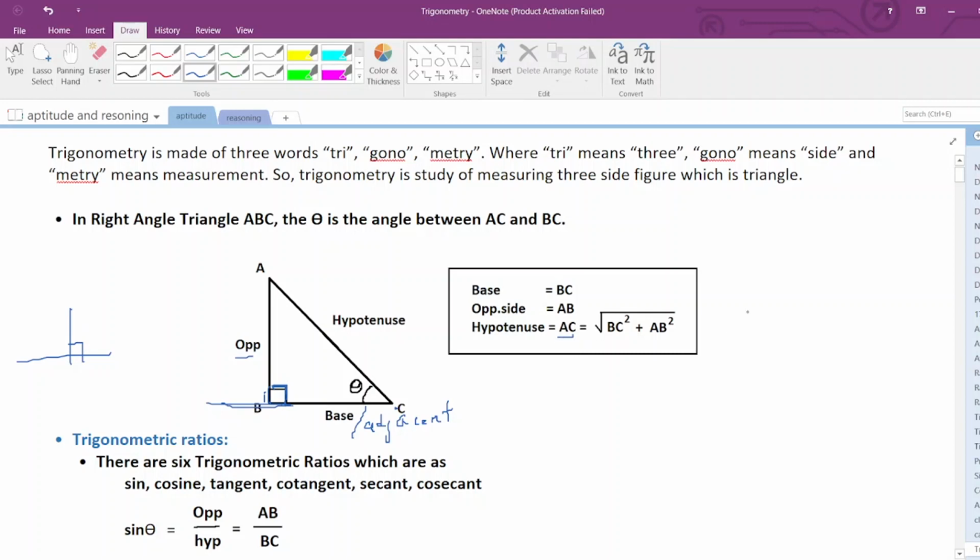Here we already know the Pythagoras theorem, right? We learned it in our school days. Hypotenuse square is equal to side square plus side square. One side is BC, one other side is AB. So AC is equal to root over AB square plus BC square. This is what I have after applying the Pythagoras theorem. So the hypotenuse value AC is equal to root over AB square plus BC square. This is about the basic right angle triangle.